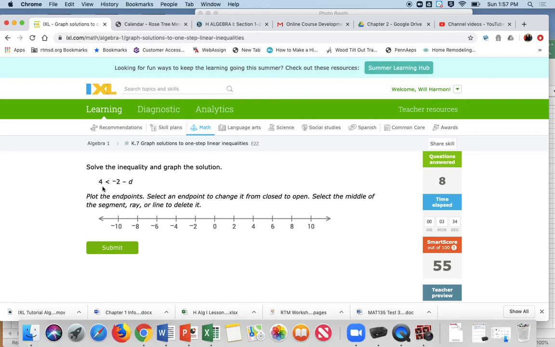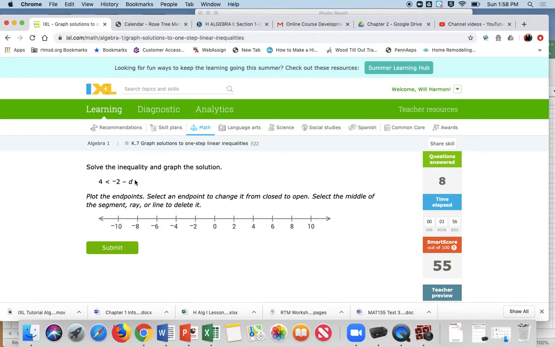Now this one's real tricky, okay? And I wish I didn't have to present my screen here, but this one's real tricky, so listen closely. My first step is going to be adding 2 to both sides. So 4 plus 2 is 6. So I have 6 is less than negative d.